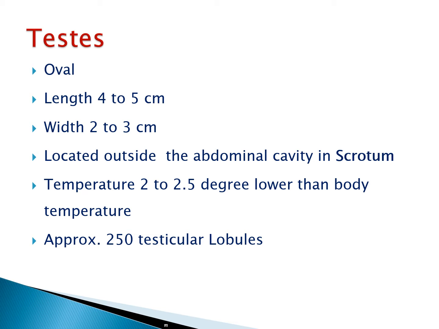Two testes are present in a male. These are oval in shape and their length varies from 4 to 5 centimeter. The width of the testes is 2 to 3 centimeter. These are located outside the abdominal cavity in a pouch which is called scrotum. These are located outside because formation of sperm requires less body temperature, which is 2 to 2.5 degree lower than our normal body temperature. In each testis, 250 testicular lobules are present.